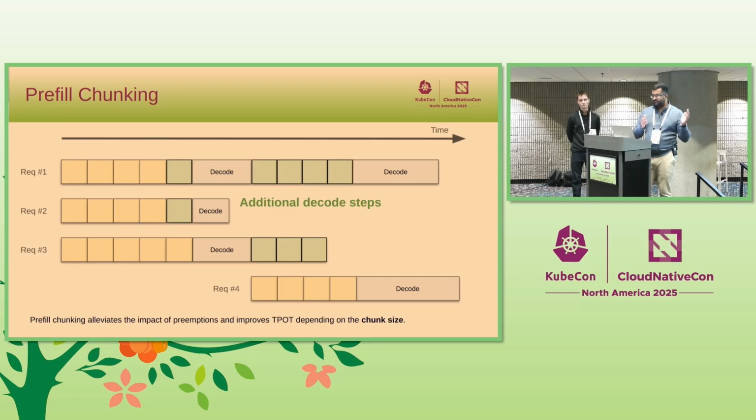A larger chunk size will optimize for time to first token, and a smaller chunk size will optimize for time per output token. So basically, your chunk size configuration acts like a knob for you to choose which metric to optimize for.